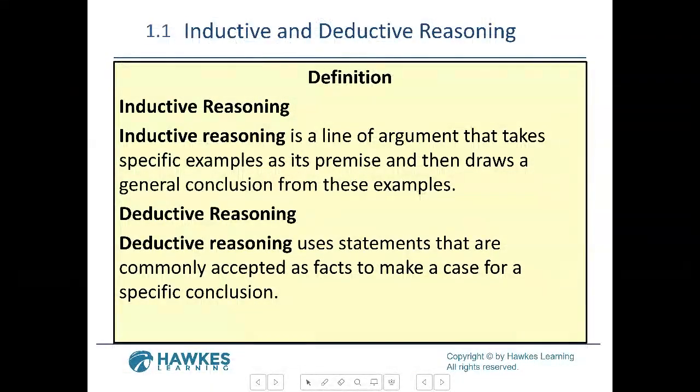Welcome to 1.1 Inductive and Deductive Reasoning. This is the first video for Class 1103. So now we'll attempt to explain to you the difference between inductive and deductive reasoning.